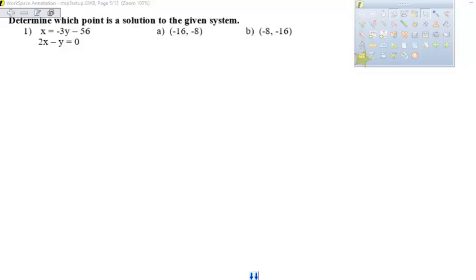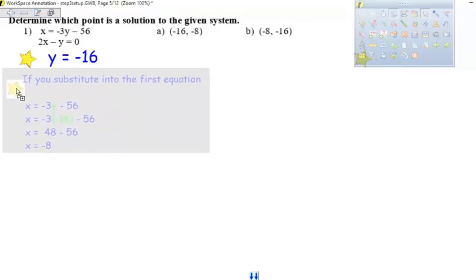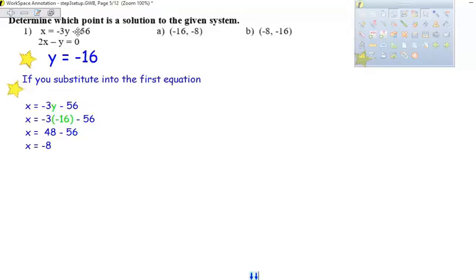Step 3 in solving systems by using substitution is to then take the value that we found for the first variable, which was y. So we're going to take that y equals negative 16, and we're now going to substitute it into either of the original equations given to us. So I already kind of did some of the work. If you chose to substitute the negative 16 into the first equation, this is what it should look like.